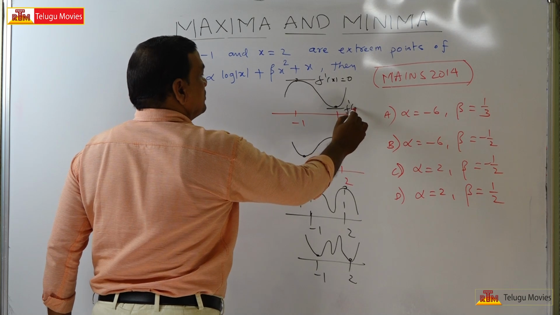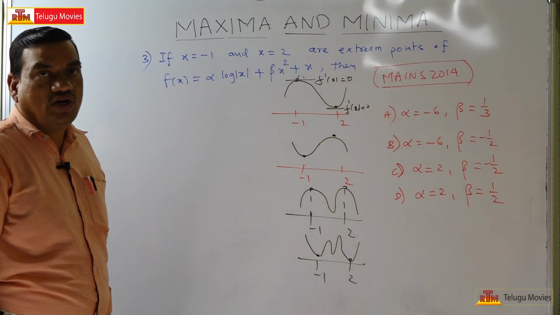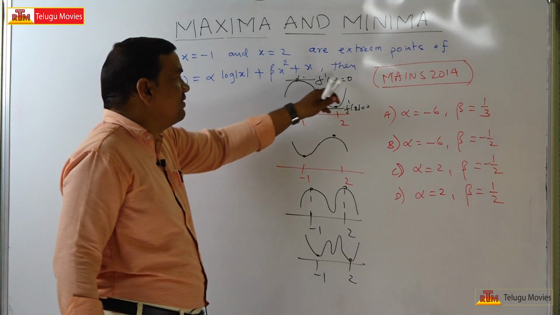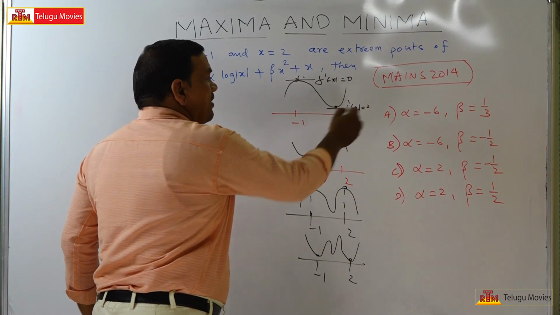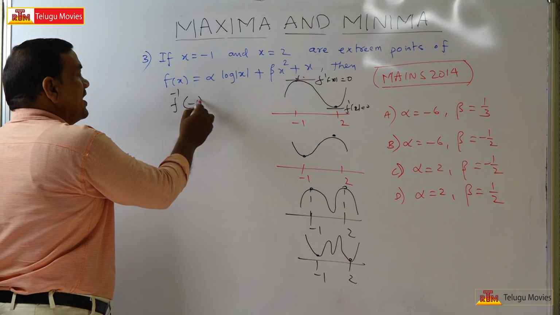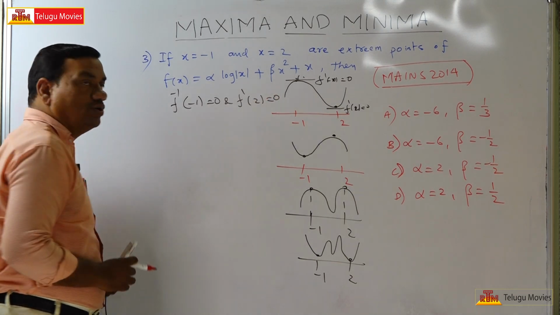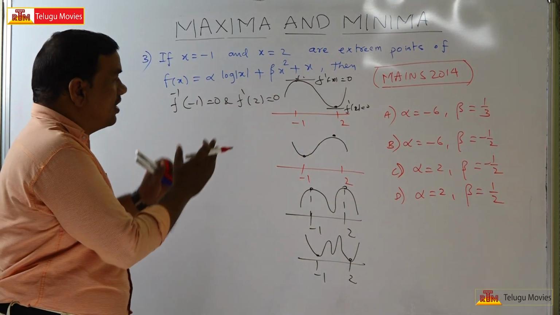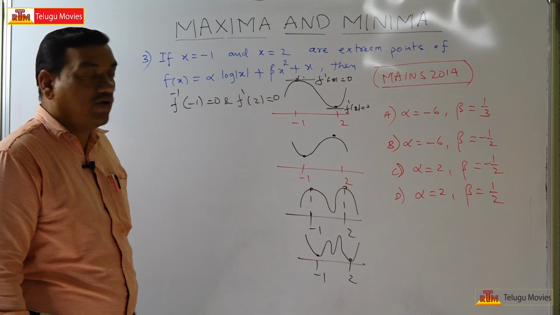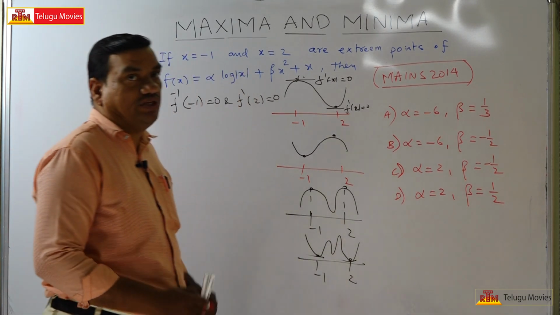Here also f dash of 2 is equal to 0. Understand this? So, f dash of minus 1 is equal to 0 and f dash of 2 is equal to 0. That is the basic idea that we should have wherever it is there. So, f dash of minus 1 and f dash of 2 are equal to 0.